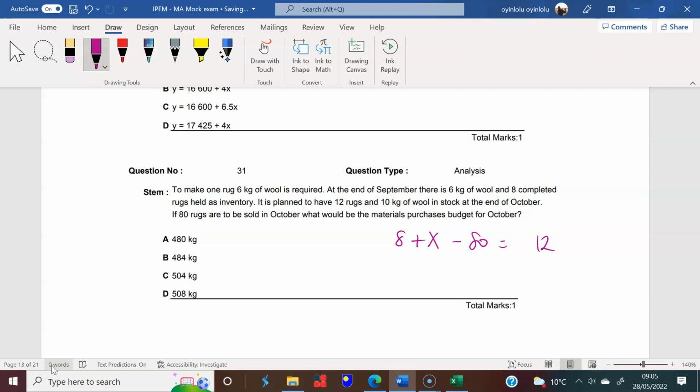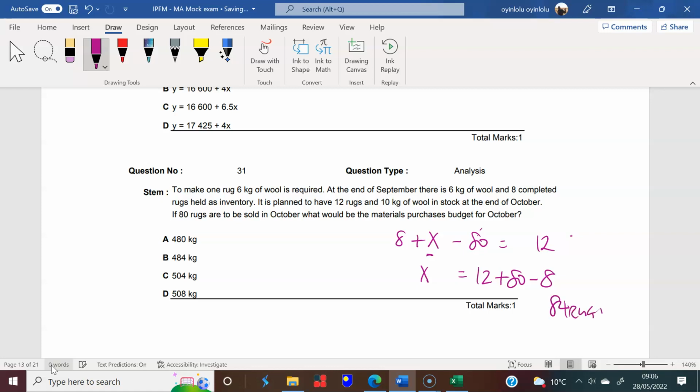So the question here is how many rugs do we need to produce? What is x? And x is 12 plus 80 minus 8. The 80 comes over here, and the 8 comes over here. So 12 plus 80 minus 8 is equal to 84 rugs. So we need to produce 84 rugs.